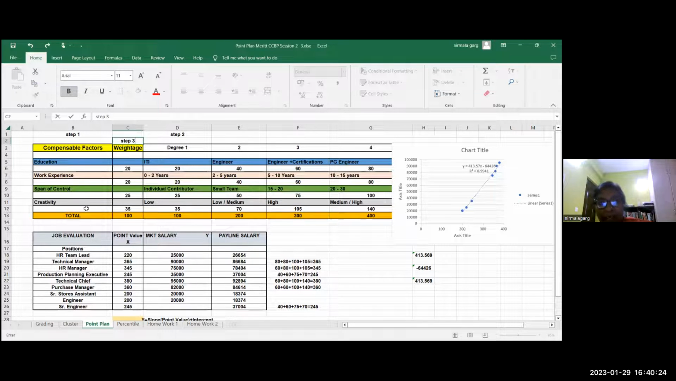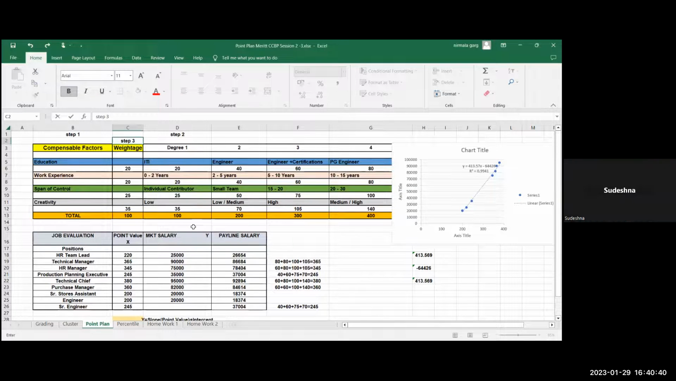A, compensable factors. Degrees of differentiation, write all the descriptors, okay? And then what you're going to do, step 3, weightage, and then multiply the weightage into degrees so that you will get a point plan.